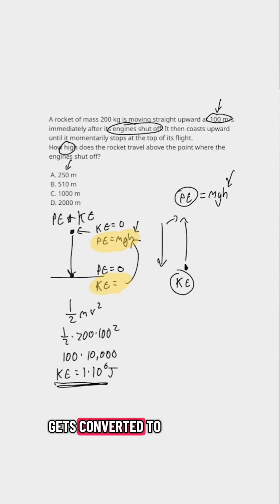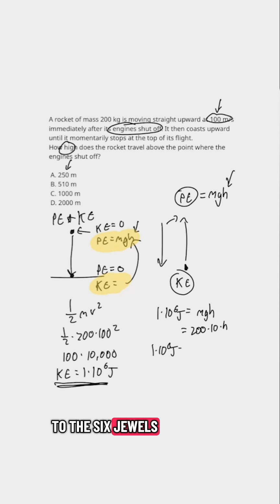All of this gets converted to the potential energy, so we set 1 times 10 to the 6 joules equal to mgh. Plug in 200 for the mass, 10 for g, and h is what we're solving for. Now we have 1 times 10 to the 6 joules is equal to 2000 h, but we're going to change the 2000 into 2 times 10 to the 3.